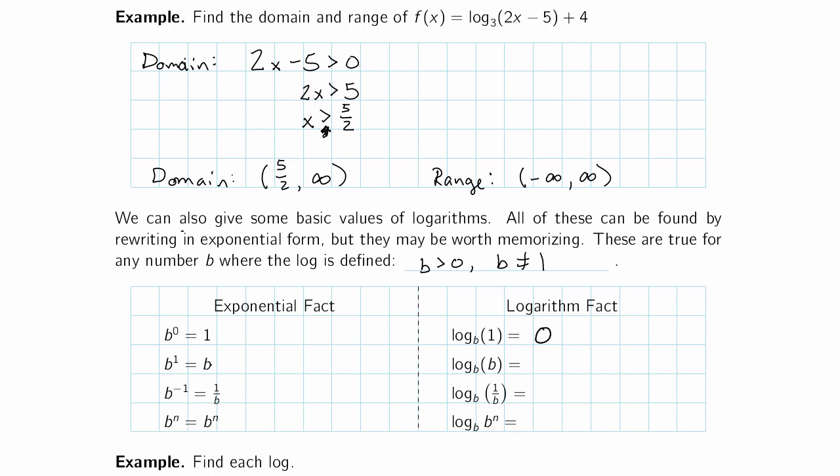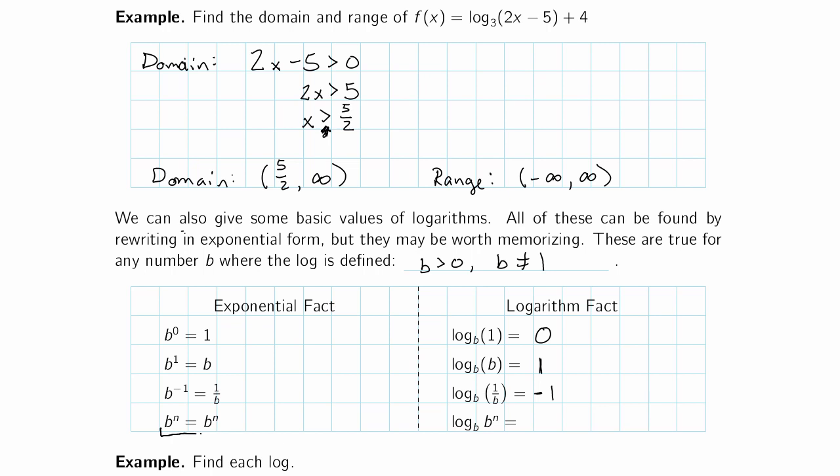Since any number to the first power is just that number, the log in any base of that number is 1. Because now our base is not 0, we can take it to the negative first power. And any number to the negative first power is just the reciprocal of that number. So if we take the log of the reciprocal of the base, that's negative 1.